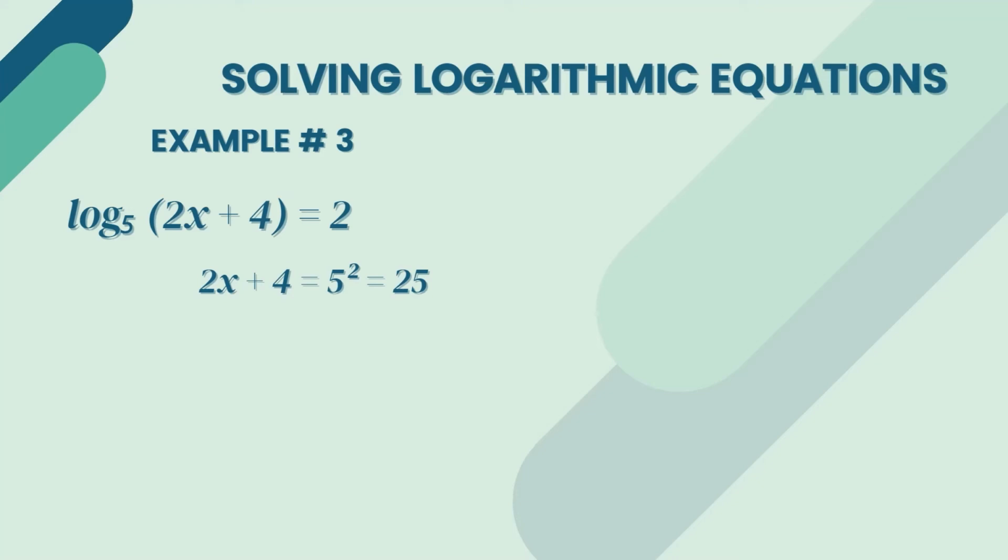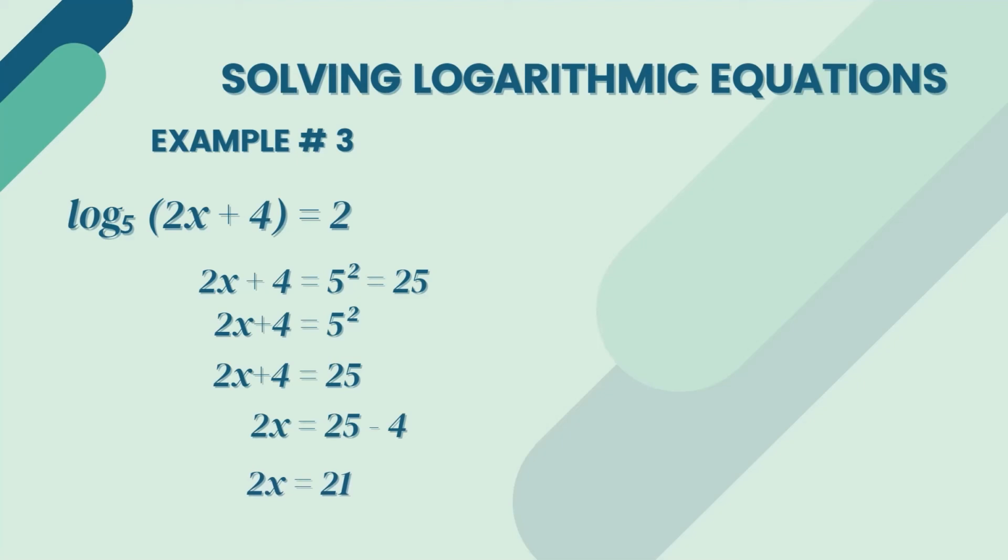The exponential form of this equation is 2x plus 4 equals 5 squared. And remember how we got 25? It's because 5 times 5 is equal to 25. Notice that this is an equation we can easily solve. 2x plus 4 equals 5 squared becomes 2x plus 4 equals 25. Then we need to combine like terms. That's why 4 on the left became negative 4, or 2x equals 25 minus 4, which then equals 21.